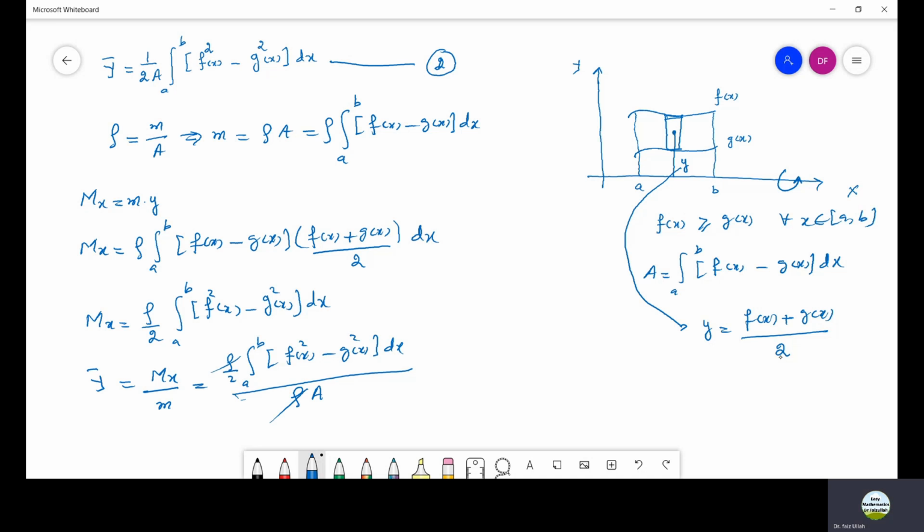Now rho will cancel with rho, and from this we can get y bar, which is equal to 1 over 2A, integration from a to b, f of x square minus g of x square dx. That is the required y coordinate of center of mass.